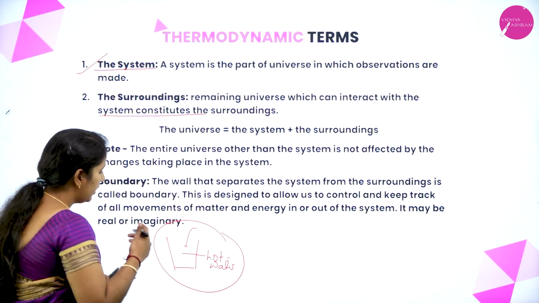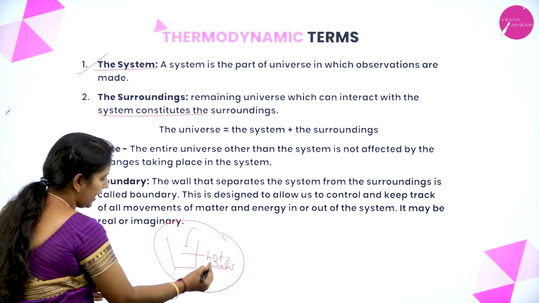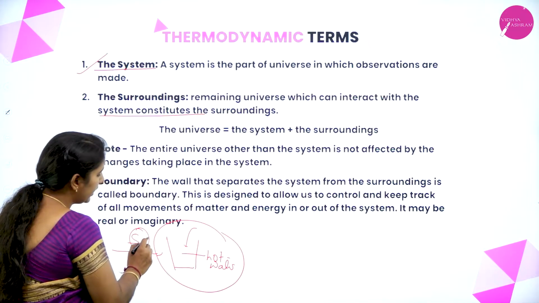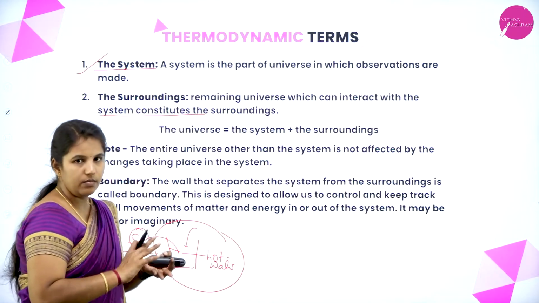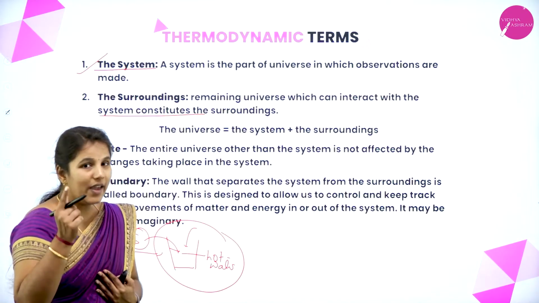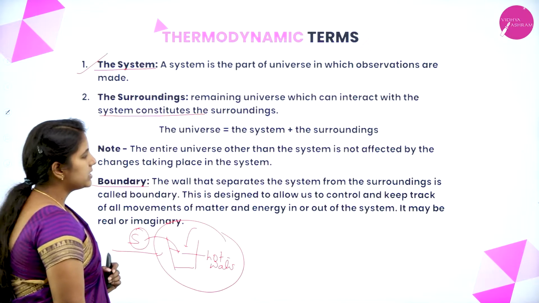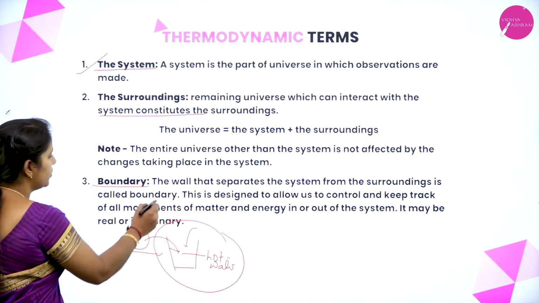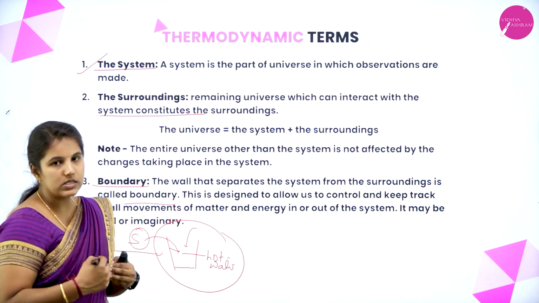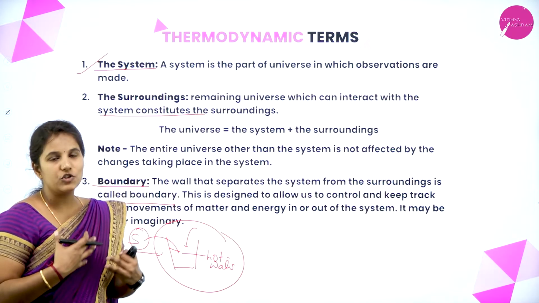Now, except this system, what is the remaining universe? That is said to be the surrounding, because the surrounding can also interact with the system, thereby involving many changes. We have one more terminology known as boundary. The wall that separates the system from the surrounding is said to be a boundary, and it is always an imaginary line.